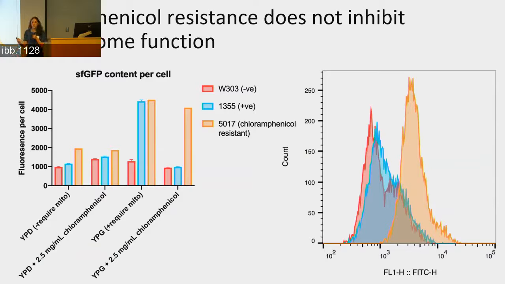So what we can say here is that the chloramphenicol resistance does not inhibit mitoribosome function, even though there is a mutation in the 21S of the mitoribosome. And here is the histogram with GFP fluorescence on the bottom, showing the peak shifts when we have chloramphenicol in the YPG.